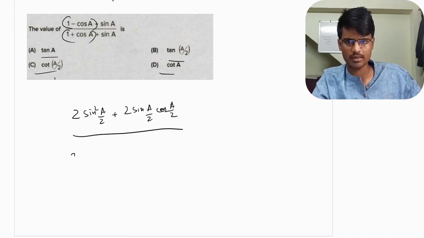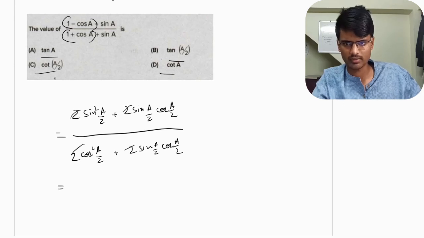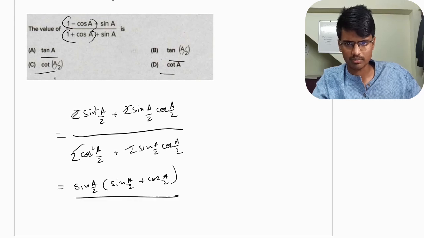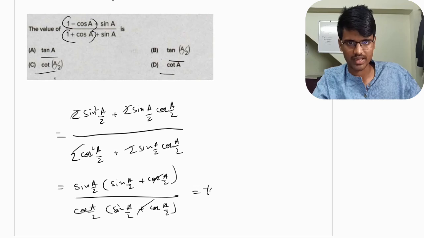1 plus cos a can be written as 2 cos square a by 2, and sin a can be written as 2 sin a by 2 cos a by 2. Right, 2 gets cancelled. In the numerator I can take sin a by 2 as common, which gives me sin a by 2 plus cos a by 2. In the denominator I am taking cos a by 2 as common, cos a by 2 times sin a by 2 plus cos a by 2. Right, this gets cancelled. I am left with tan a by 2.